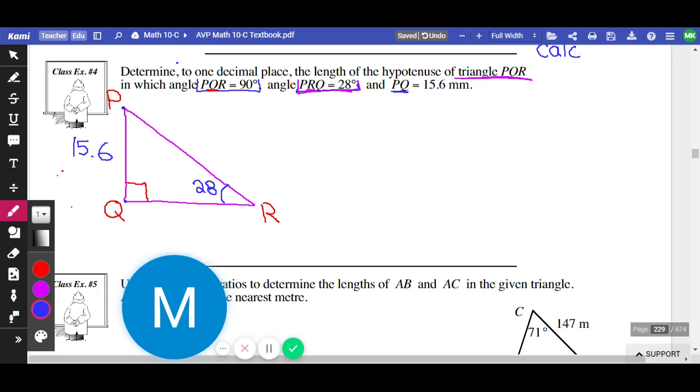Now we have to figure out what they want us to calculate. It's set up here: determine to one decimal place the length of the hypotenuse. The length of the hypotenuse would be this side. So I call it X. When I don't know what it is, I call it X.